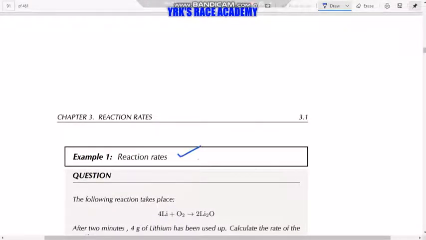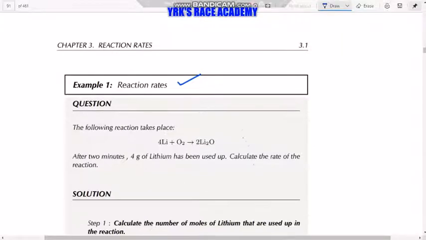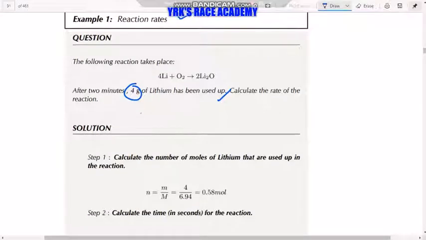Now we'll see a chemical reaction example. Reaction rate: in the following reaction, after 2 minutes, 4 grams of lithium has been used up. Calculate the rate of reaction. Here they have given the mass of lithium. In step 1, we calculate the number of moles of lithium that are used up. The formula for number of moles is mass divided by molar mass. The molar mass of lithium is 6.94, and 4 divided by 6.94 gives 0.58.